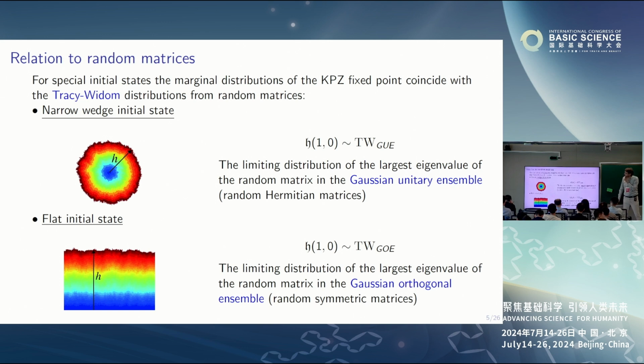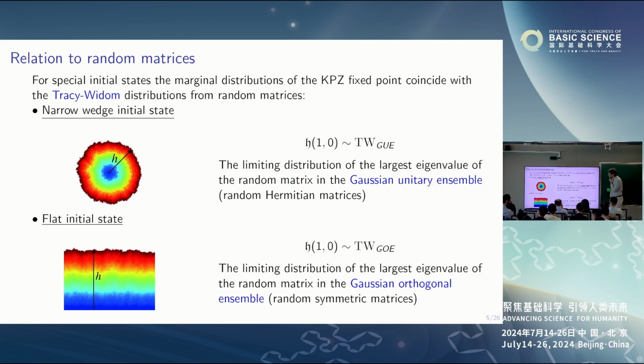Yeah, so let me tell you some interesting relation of the KPZ fixed point to random matrices. If we start the KPZ fixed point with some particular initial conditions, initial states, then the marginal distributions of the KPZ fixed point will coincide with the Tracy-Widom distributions which appear in random matrix theory.